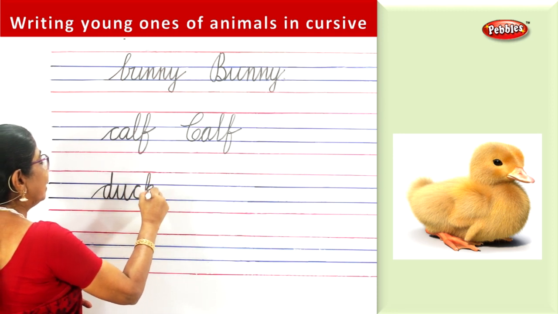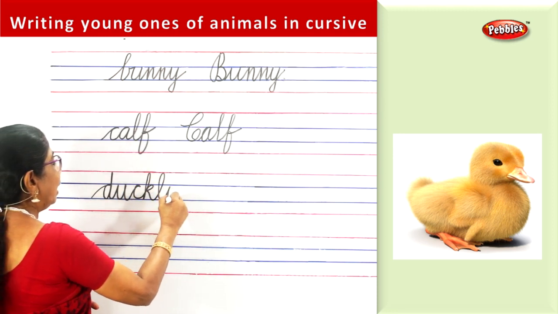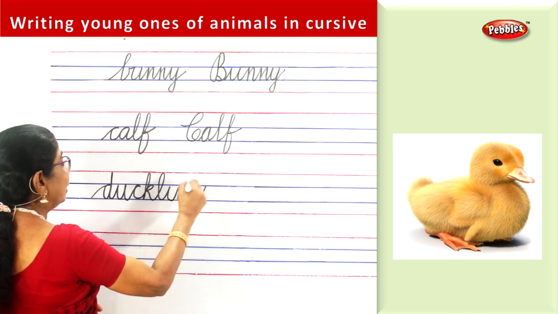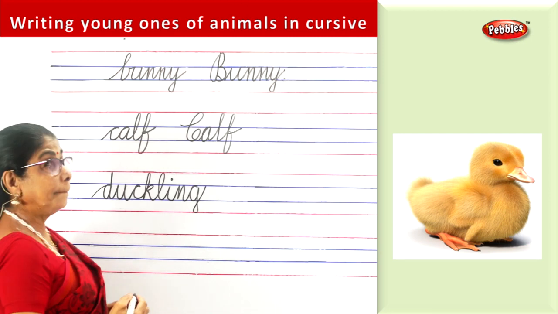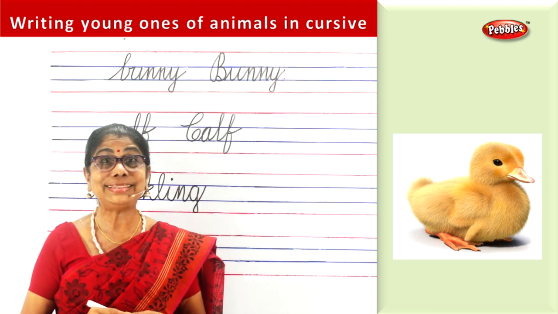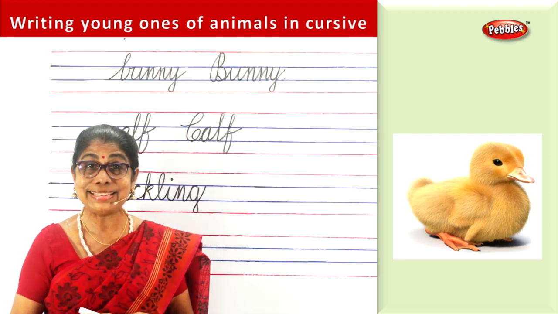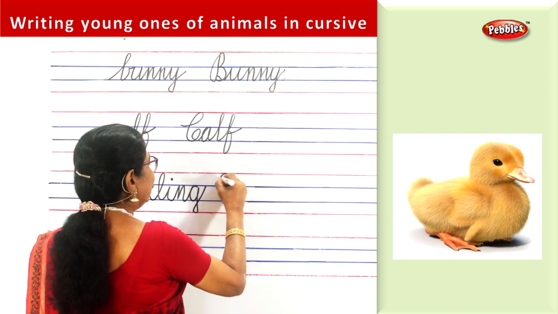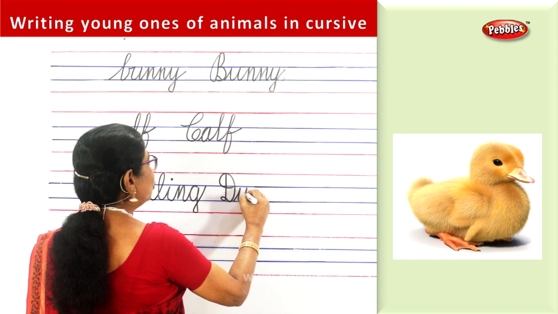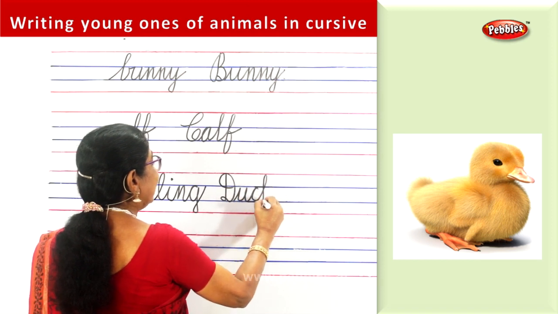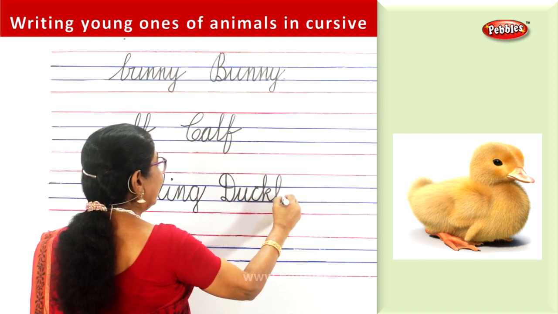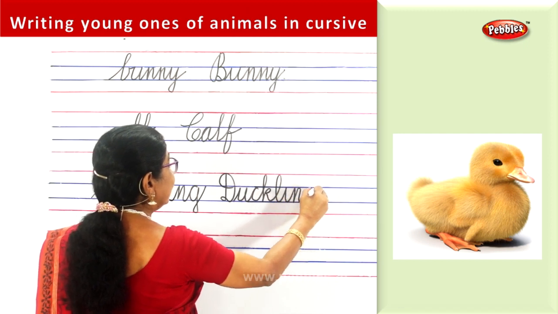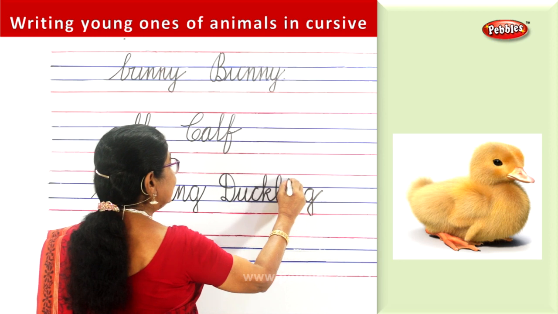D-U-C-K-L-I-N-G. Duckling. Baby ducks are called duckling. Let's write D capital. D-U-C-K-L-I-N-G. Duckling.